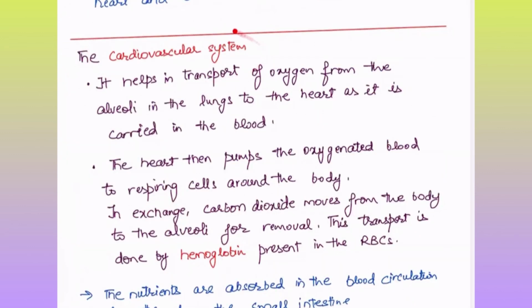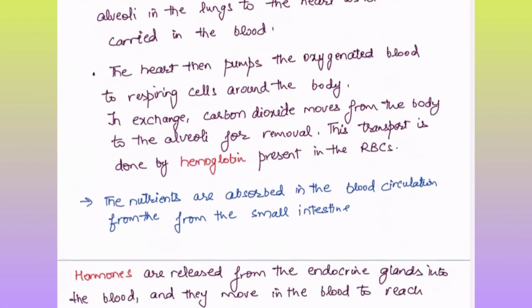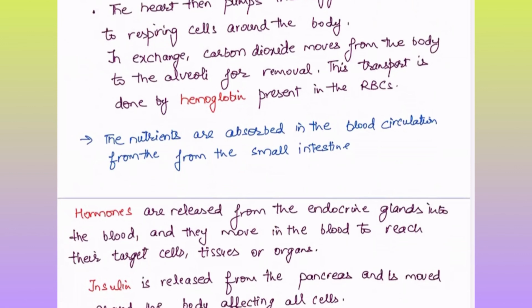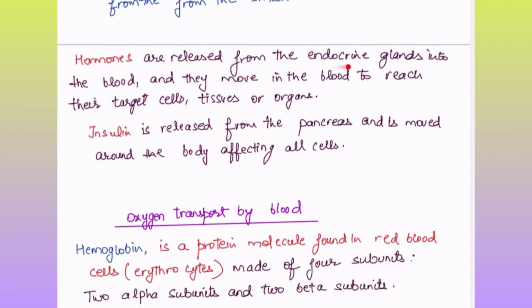Let's understand what the cardiovascular system does. It helps in transport of oxygen from the alveoli in the lungs to the heart, as it is carried in the blood. The heart then pumps the oxygenated blood to respiring cells around the body. In exchange, carbon dioxide moves from the body to the alveoli for removal. This transport is done by hemoglobin present in the RBCs. The nutrients are absorbed into the blood circulation from the small intestine. Hormones are released from the endocrine glands into the blood, and they move in the blood to reach their target cells, tissues, or organs. Insulin is released from the pancreas and is moved around the body, affecting all cells.